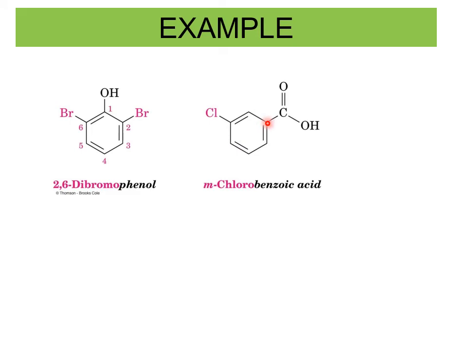Second example, this part will be the parent, which is known as benzoic acid. This carbon we should put as number 1 and Cl is located at carbon number 3. So we can write it as meta-chlorobenzoic acid, or you can just write m-chlorobenzoic acid.